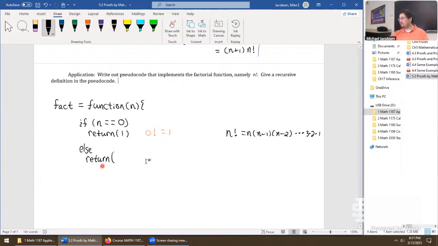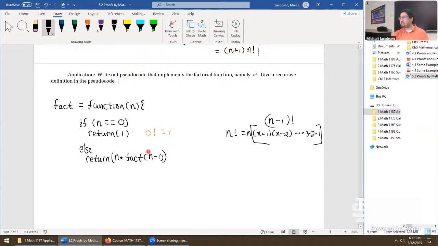Well, what should we return? Let's say someone gave us n. We'll have to take n times, well, recall, that's just n minus 1 factorial, right? So right over here, let's call the function we're defining at the same exact time. Return n times the factorial function at n minus 1.